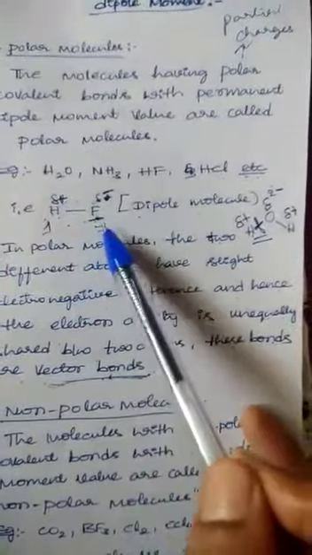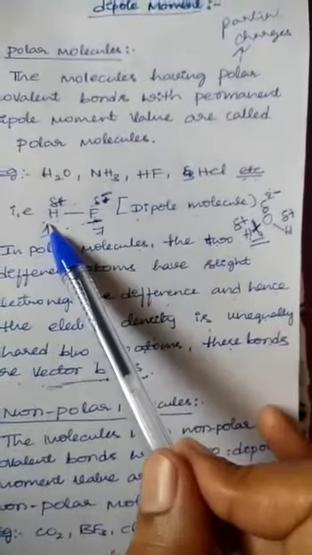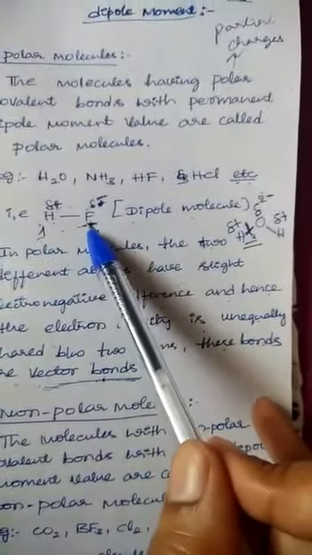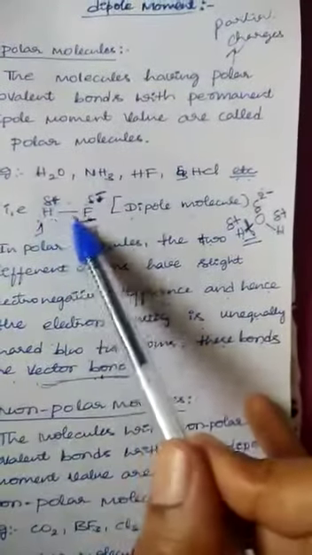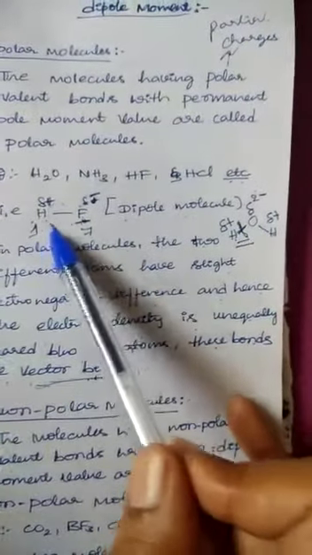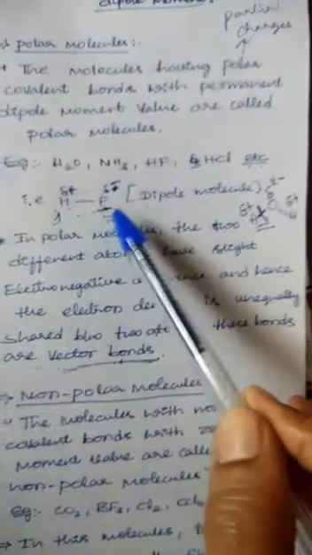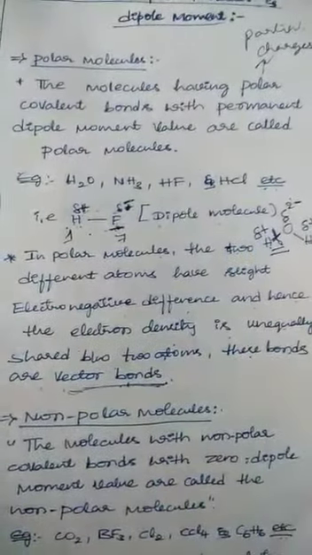Here fluorine has 7 valence electrons surrounding the central atom, right? Hydrogen has only 1 valence electron. In the covalent bond, one electron is shared from the fluorine atom and one electron from the hydrogen atom. Then it becomes a covalent bond. In the case of hydrogen, complete sharing of electron takes place. In the case of fluorine, there is an unequal sharing of electrons. So these bonds are called vector bonds. This is about polar molecules.